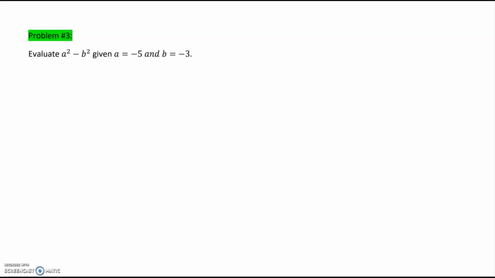Hi class, let's take a look at example 3. In example 3, our expression is simply a squared minus b squared, and let me rewrite them with parentheses. So this will be (a) squared minus (b) squared. And then we have to be very careful here because your value of a is going to be -5 and b is -3. So I'm just going to put the parentheses. This is (-5) squared minus (-3) squared, or 25 minus 9, which is going to give us a 16.